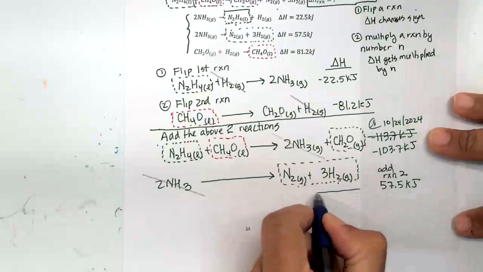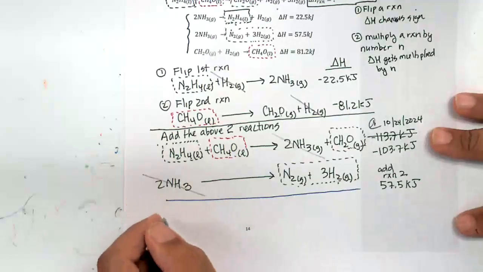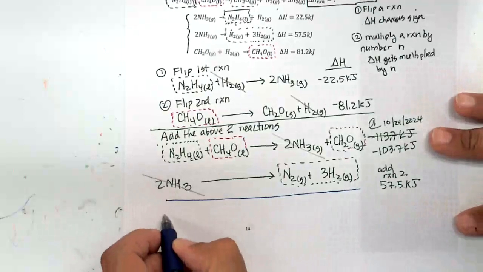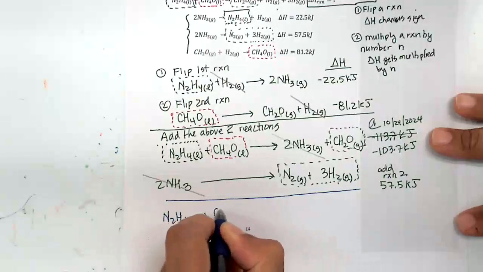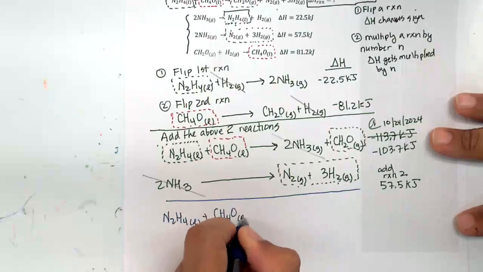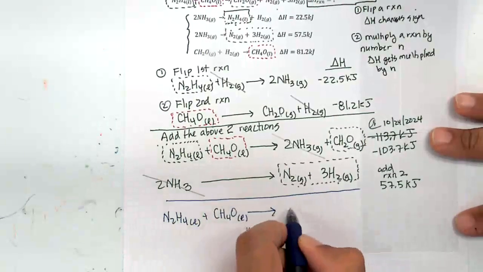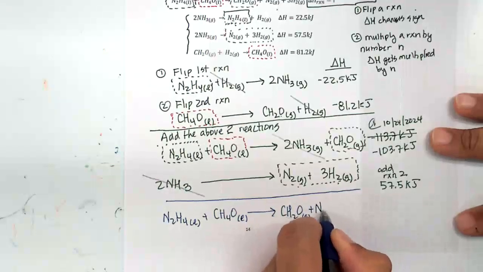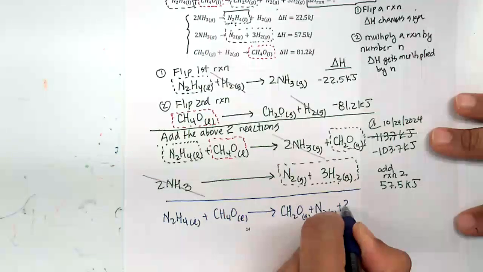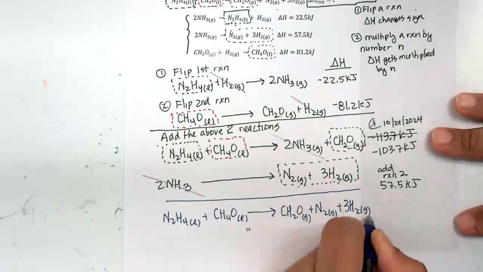Right, and I think this is our answer, so it'll be N2H4 plus CH4O goes to CH2O plus N2 gas plus 3H2 gas.